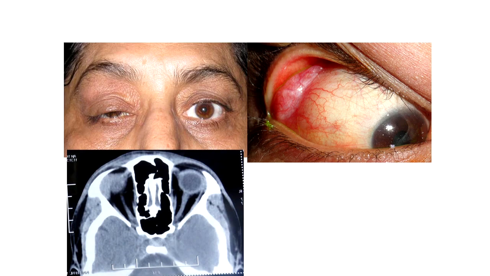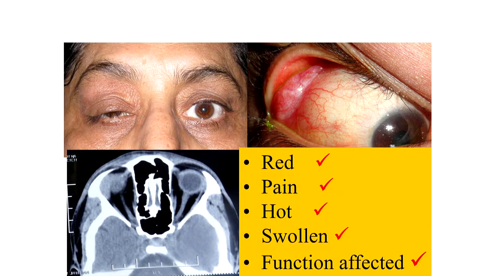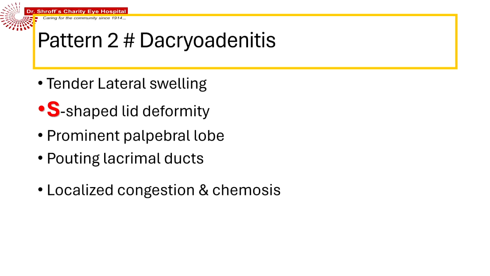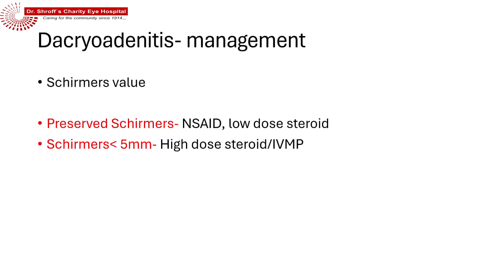Moving on to the second pattern, this is dacryoadenitis. We all know about the S-shaped deformity of the eyelid. Again, there are signs of inflammation here. Prominent lobe of the gland and pouting lacrimal ducts are again features. And we treat this patient based on the functional involvement of the gland, and the Schirmer's value is a reflection of the function of the gland.